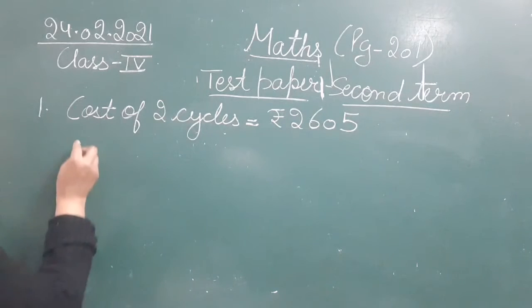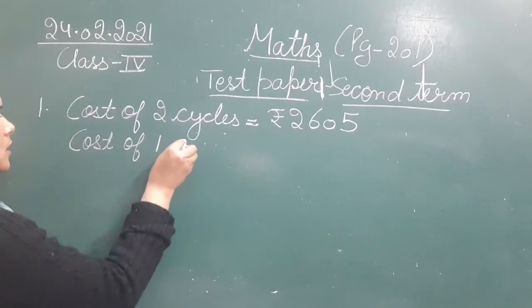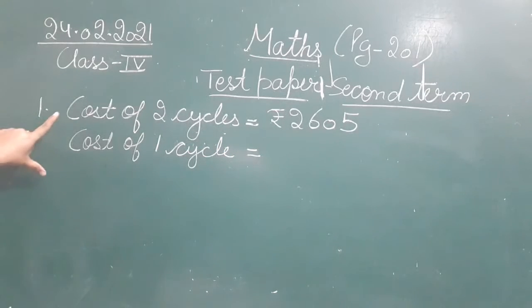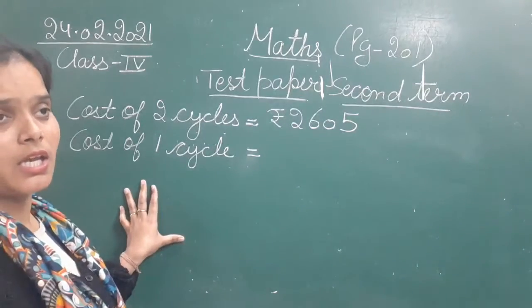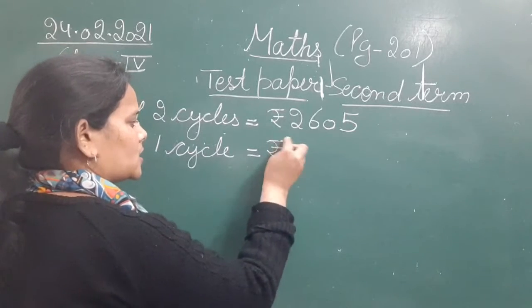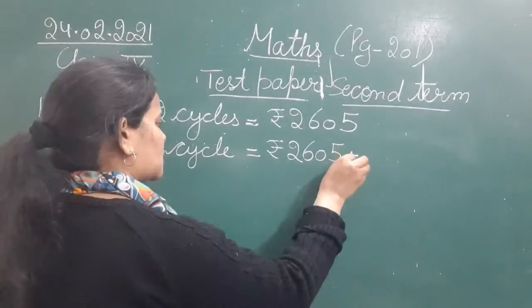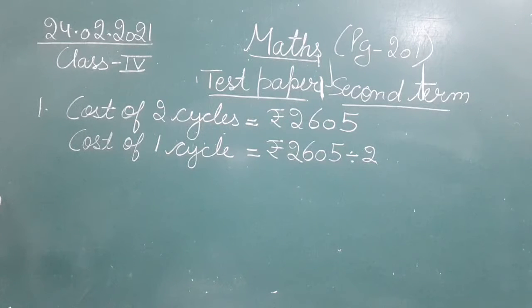Okay, and we need to find the cost of 1 cycle. हमें निकालनी किसकी है? 1 की. Cost of 2 cycles is 2,605 and we need to find out the cost of 1 cycle. Okay, so एक की cost निकालने के लिए हम क्या करेंगे? We will do the division. So that means we will divide the cost of 2 cycles, that is rupees 2,605, by 2. Okay, so let's find out.